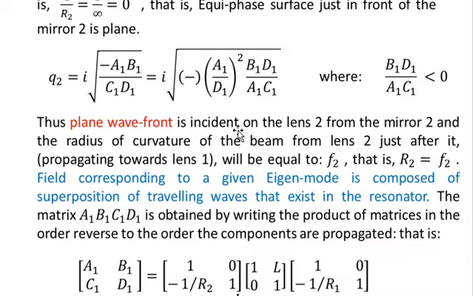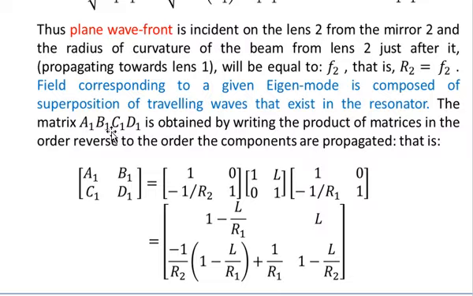Thus, plane wave front is incident on the lens 2 from the mirror 2, and the radius of curvature of the beam from lens 2 just after it, that is propagating towards 1, will be equal to F2. That is, radius of curvature R2 will be equal to F2, which is the focal length of the lens 2. Field corresponding to a given eigenmode is composed of superposition of traveling waves that exist in the resonator.